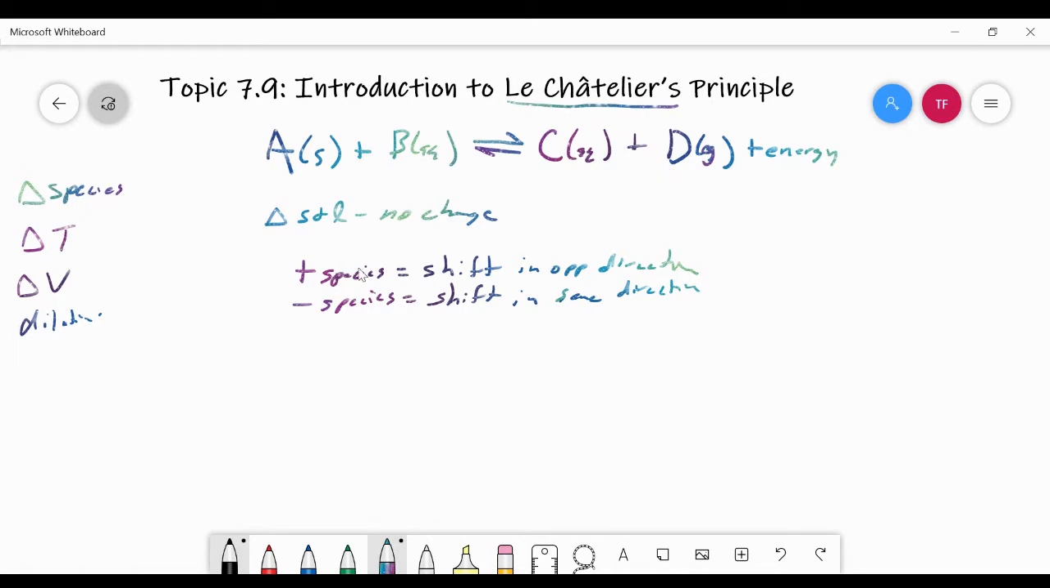So adding a species, it shifts in the opposite direction to get rid of what you added. If you take away a species, it's going to shift in the direction that you removed the substance to try to replace it. So that's what I mean by delta species.